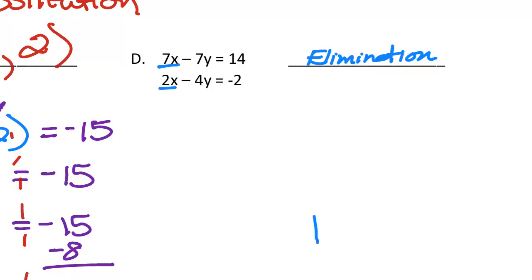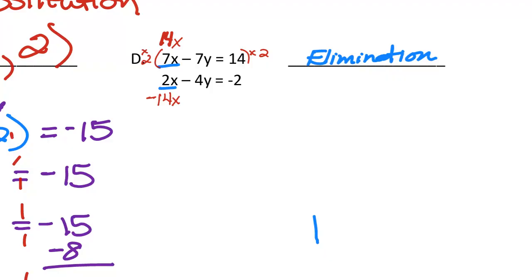14. So I'm going to make the top one positive 14x, and I'm going to make the bottom one negative 14x, because in elimination you have to have opposites. So that means I'm multiplying everything here by positive 2.